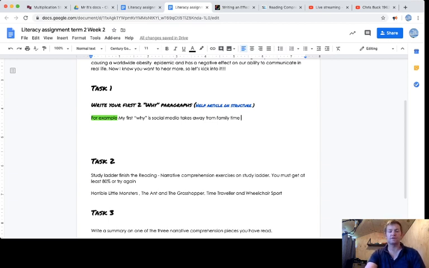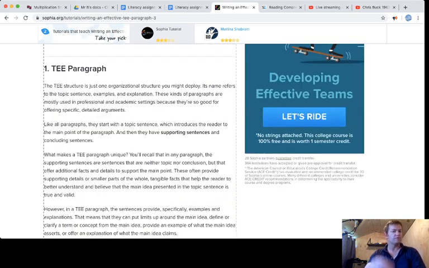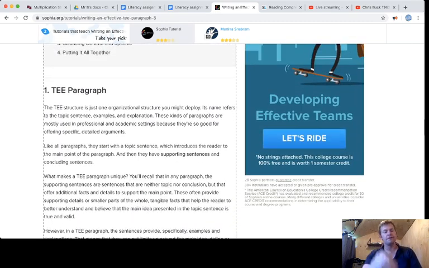This helpful article here, if you click on that, it links you to a website. Now I've got that website already open because I thought it would speed things up. And we are talking about TEE paragraphs. This is a way of just checking in. This is a way of helping structure your paragraphs so that you build a convincing argument.